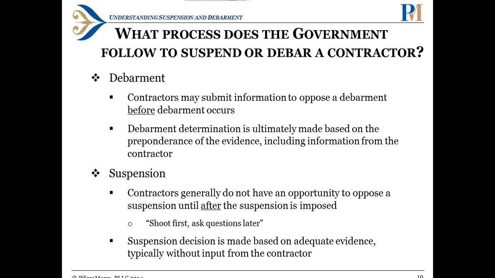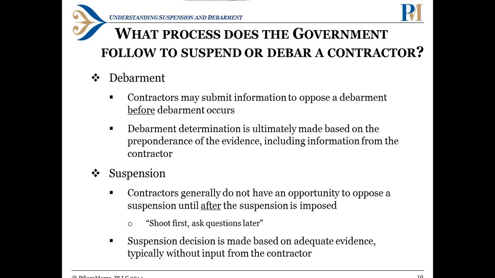So this next question is, what process do they follow to generally suspend or debar? And debarment, they have more procedural safeguards in place, more fairness, where they will notify you before they debar, and ultimately it's going to be based upon a preponderance of the evidence, including the information you're going to get to submit to the suspension and debarment official.